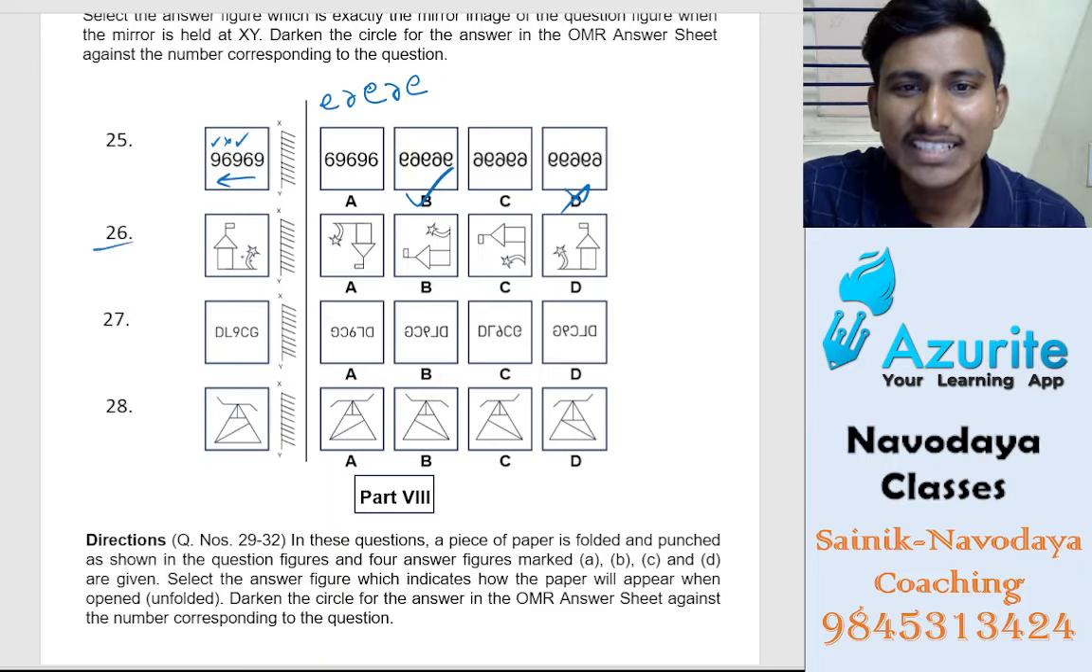Okay, now 26, this is going like this. So that is why this will become this way, right? Yes. So the answer is in option D. Okay, you can easily identify.